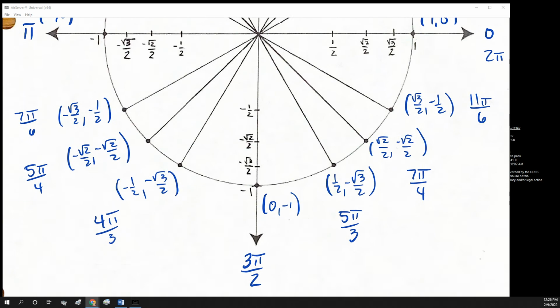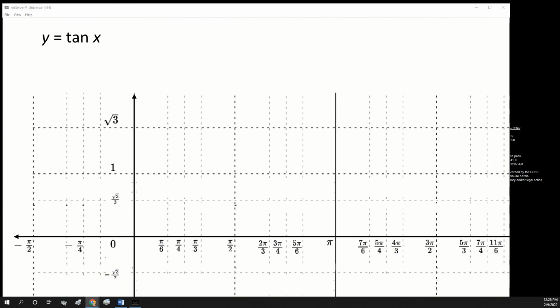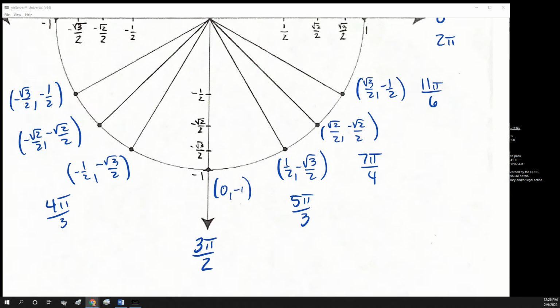Okay, now I altered your graph paper a little bit. I took off some of the lines that you don't need to make this a little less crazy. There are some gaps in there, but I think it's going to make it easier for us to do it this way. Okay, so we're going to start with the angle that is 0.